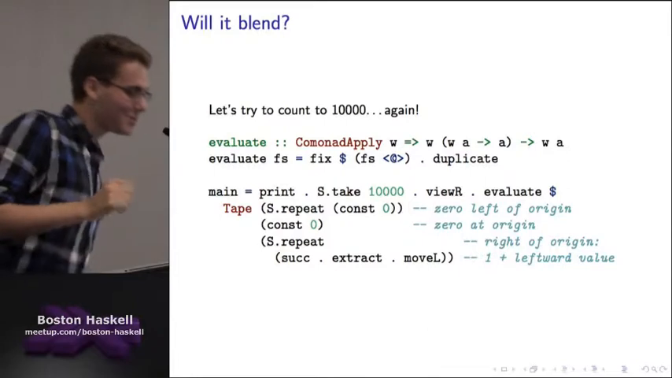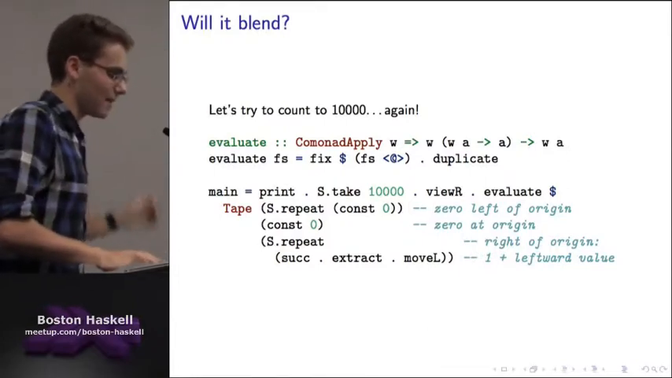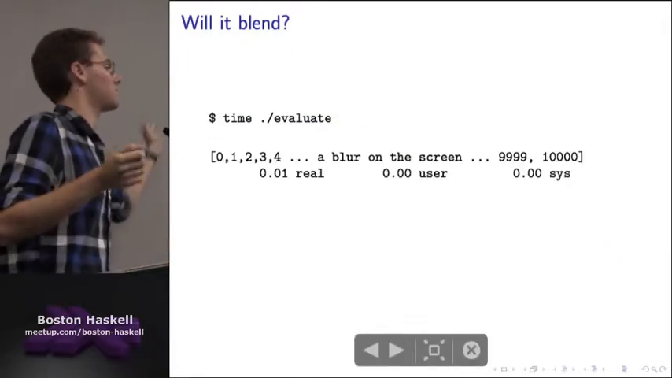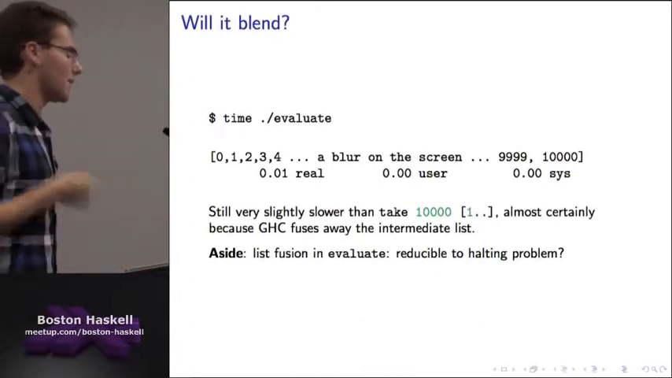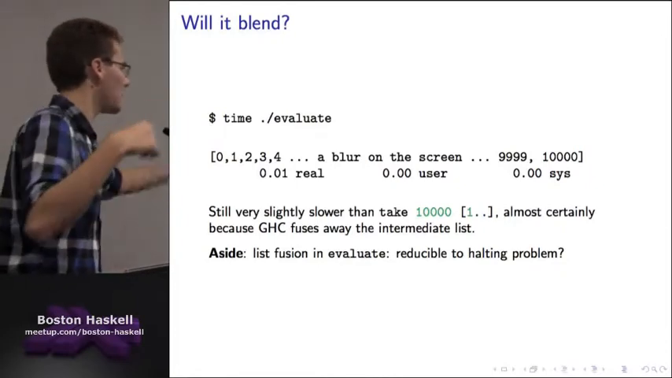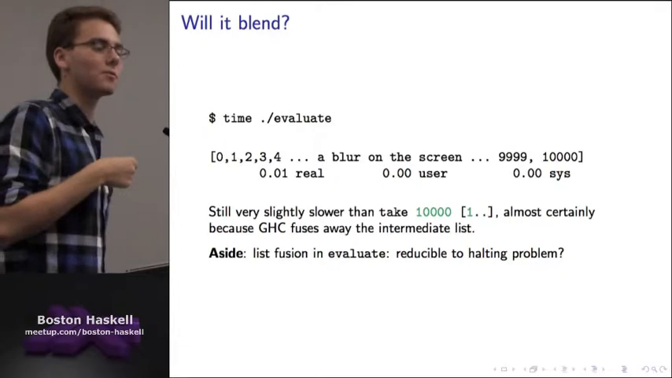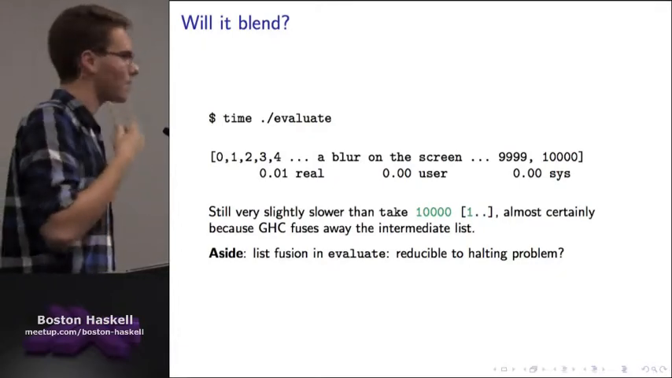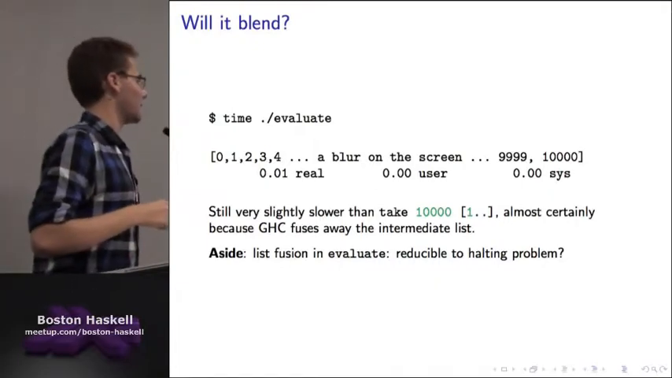So, with this new definition of evaluate, let's actually try to count to 10,000 again, just to make sure that we're actually on the right track. And when you time this, it's just super fast, as we'd expect. Just a slight aside is that when you take 10,000 of this list, it's a little bit faster because this might actually not be true because we were just talking about GHC not fusing things necessarily, but very likely. Well, it might be fused, and it's slightly faster, but it's not significant.